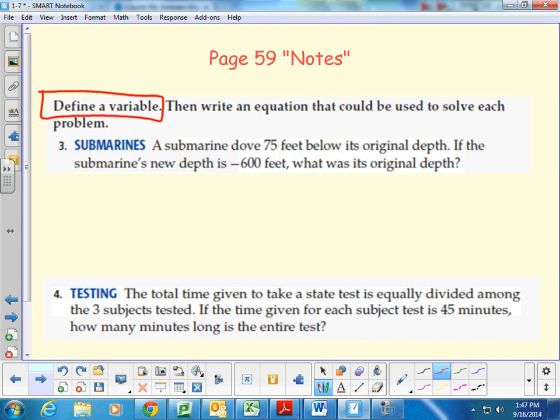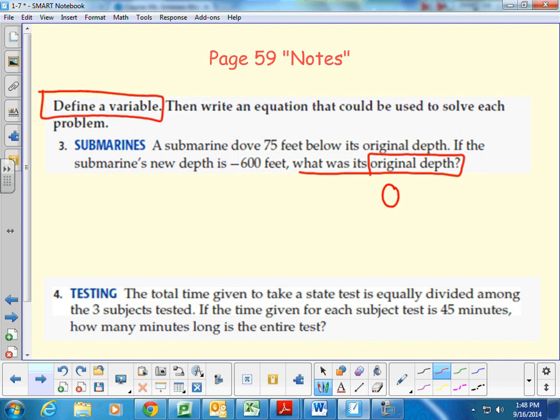Number 3, submarines. A submarine dove 75 feet below its original depth. If the submarine's new depth is negative 600 feet, what was the original depth? Well, it tells me right here, what was the original depth. Since that's something that's unknown, that must be what I'm looking for.